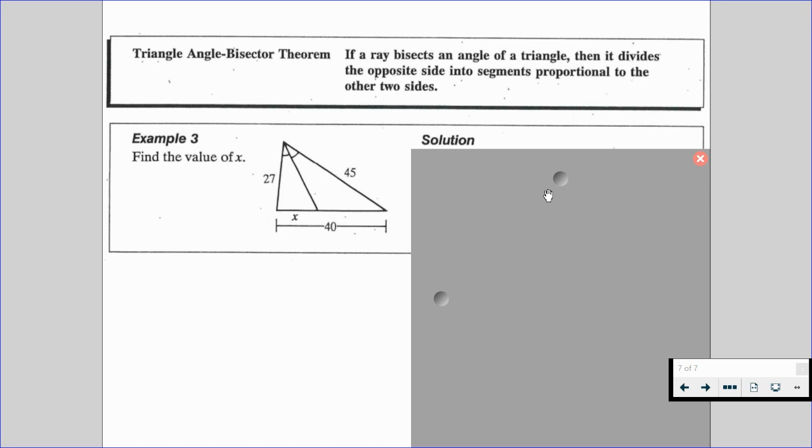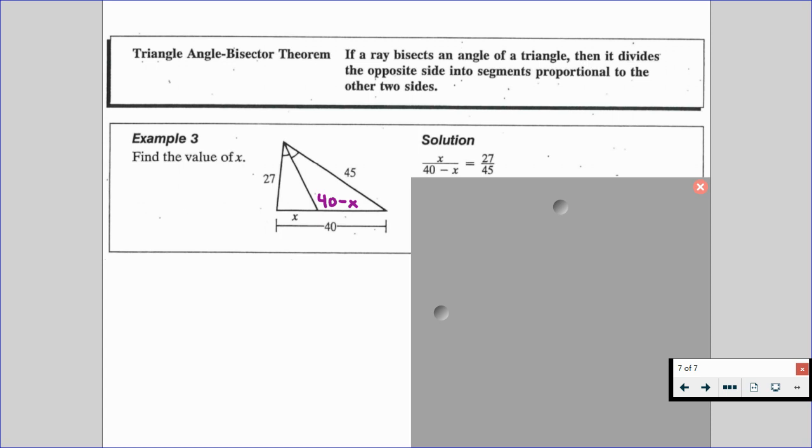There are a lot of different proportions that can be made. One that's made here is x over 40 minus x. 40 minus x is this missing piece here. I'm going to fill that in for you because we are going to use it in just a moment. This 40 minus x is equal to 27 over 45. That's one way to go about it. Now, you could have interchanged 27 and 40 minus x to have x over 27, which is equal to 40 minus x over 45. And personally, that's the way that I like to do it.